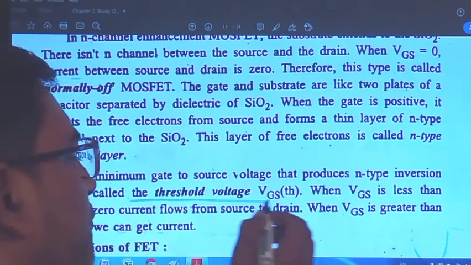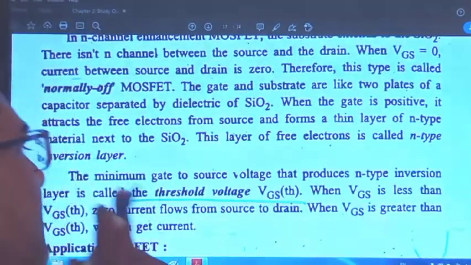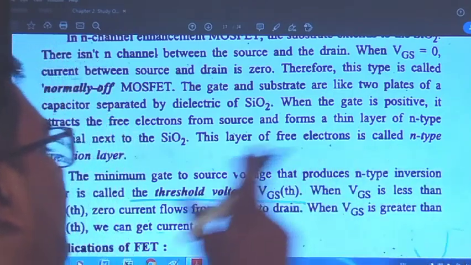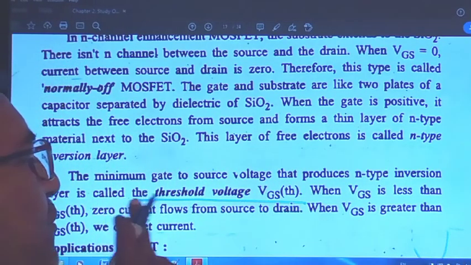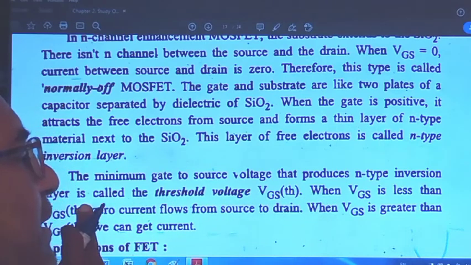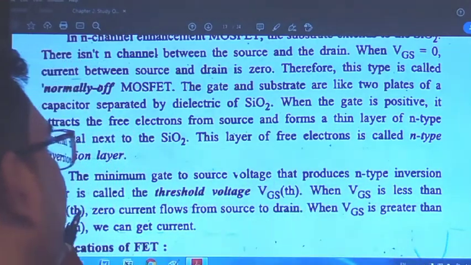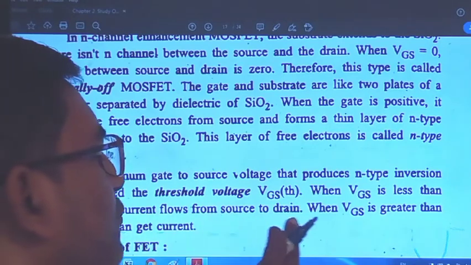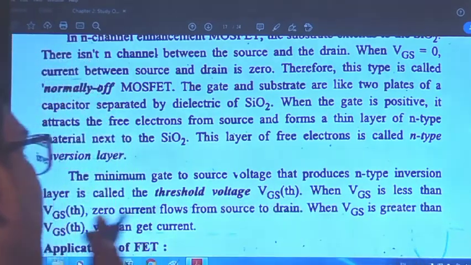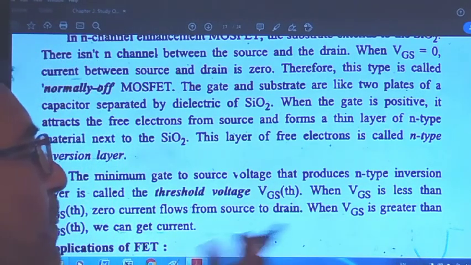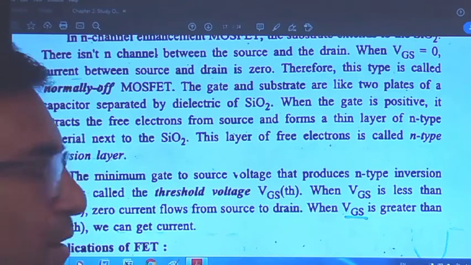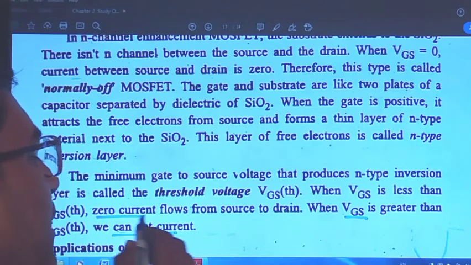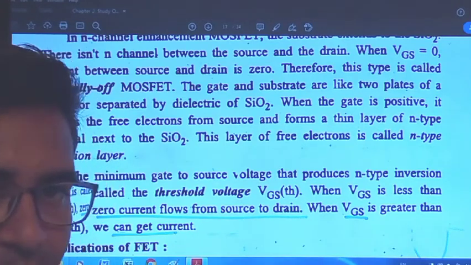The minimum gate to source voltage that produces the N-type inversion layer is called the threshold voltage, VGS(th). Generally in the examination, the threshold voltage definition is going to be asked. When VGS is less than VGS(th), there is zero current from the source to the drain. When VGS is greater, we get the current.